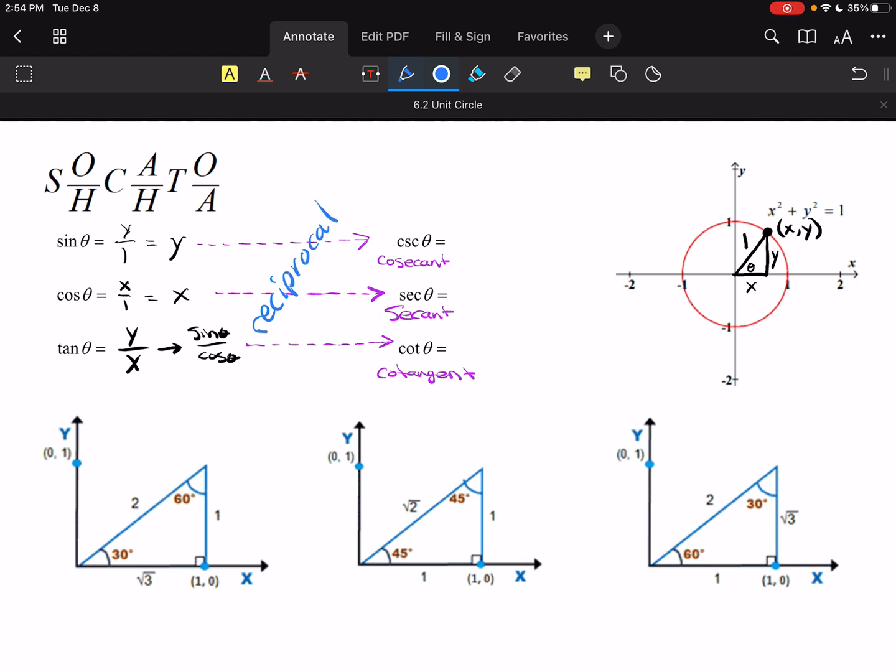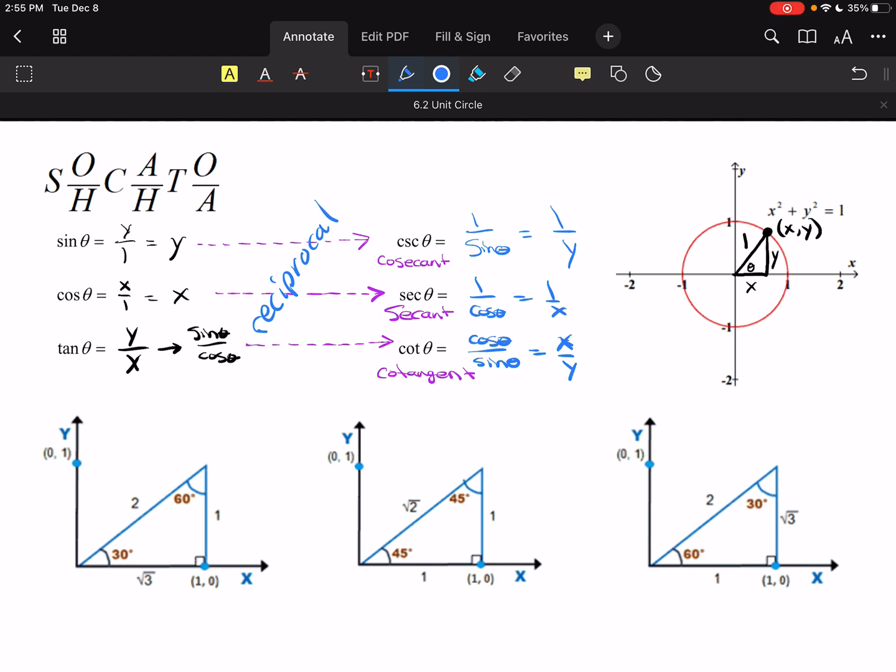So if sine is y over 1, the reciprocal of sine would be 1 over sine, which would give me 1 over y. The reciprocal of cosine would be 1 over cosine theta, which would give me 1 over x. And then cotangent would be cosine over sine, which would give me x over y. So it's literally just flipping sine, cosine, and tangent.